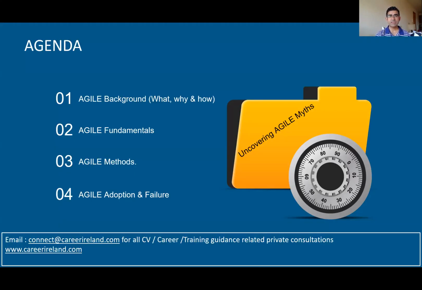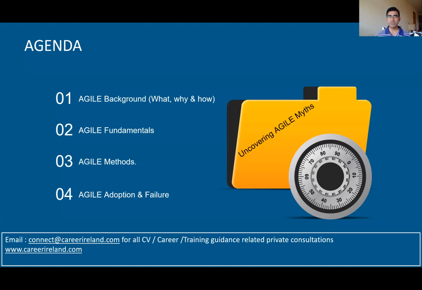I'll move on to the agenda. So I'll start my training with Agile background. What is Agile, why, how, and all these basic questions. Then we are going to talk about Agile fundamentals, about what is the Agile Manifesto, what is the Agile Principle, what Agile actually brings into the project, how it benefits. And then we are going to talk about Agile methods. What are the various Agile methods?